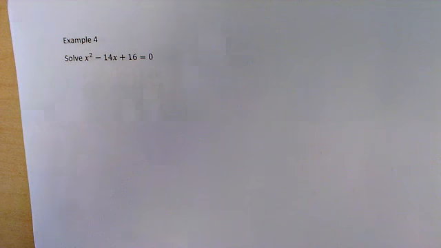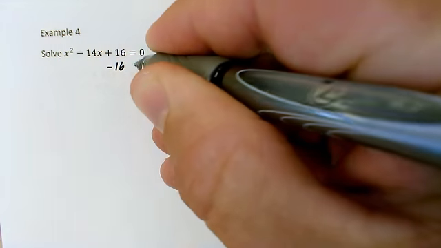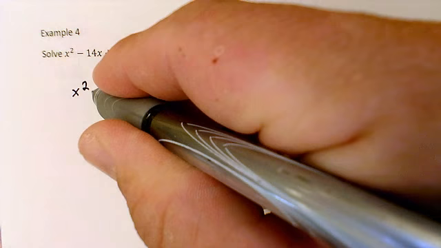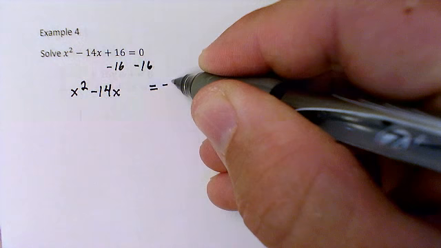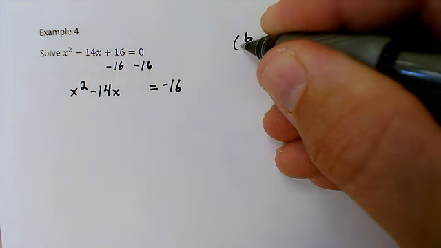Alright, this is my last example that I'm doing with completing the square. What's going to happen here is I'm going to go ahead and subtract the 16 over so I can make space to complete the square. So I'm going to have x squared minus 14x, leave a little space here, equals negative 16. In that little space, I'm going to complete my square by doing b over 2 squared.